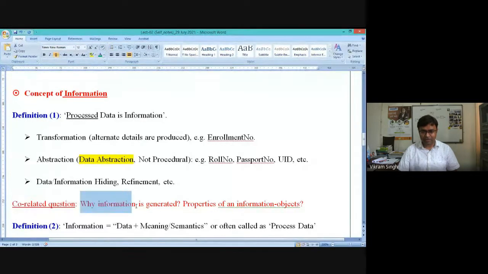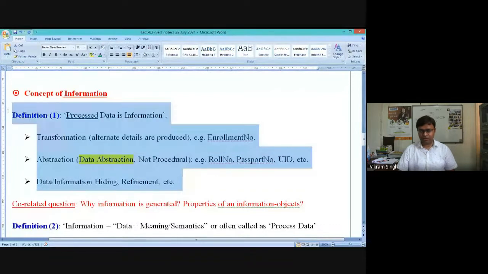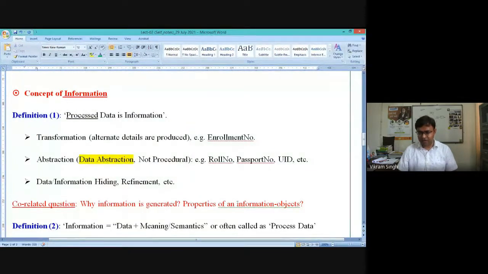Why is information generated? That is the first question you should have clarity upon. Based on the discussion of these three, four points, you can easily answer why information is gathered. Second, what is the property of an information object? In yesterday's class, we discussed the properties of a data object: it is unprocessed, it has no processing attached to it, and it could be an atomic value that cannot be decomposed further.